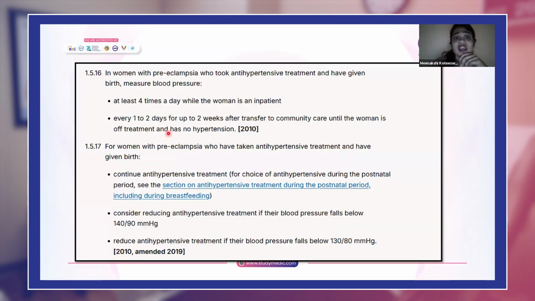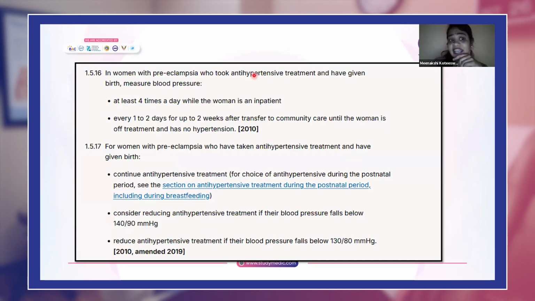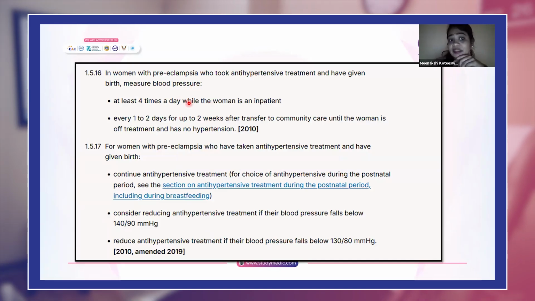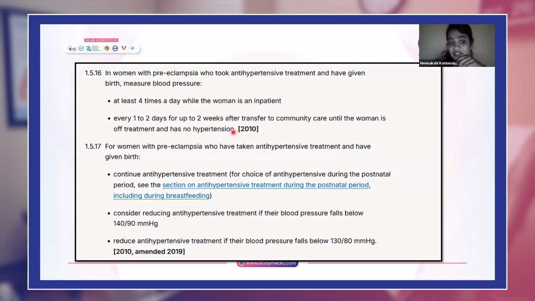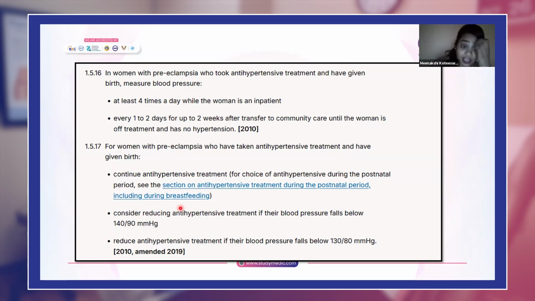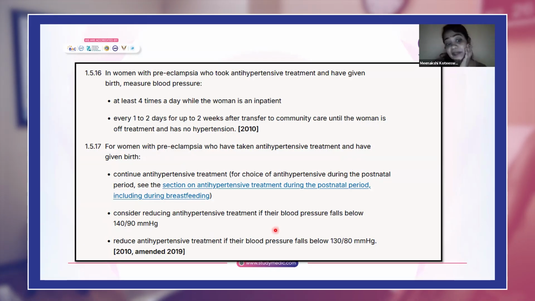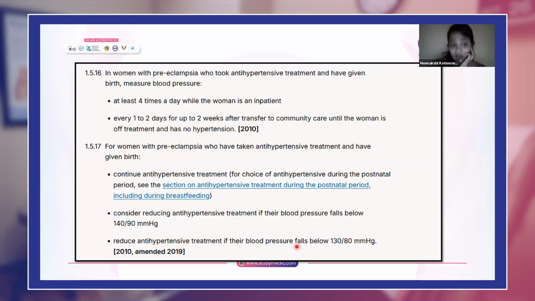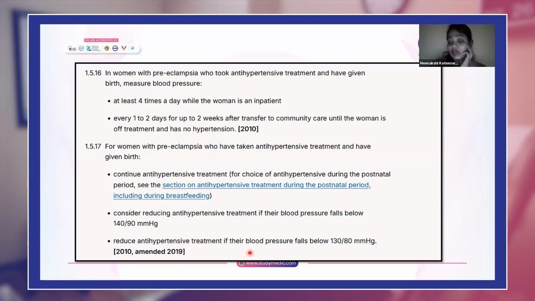As you can see in this, in pre-eclampsia, if they've taken any antihypertensives, you make sure that after birth they get their BP checked at least 4 times a day and every 1 to 2 days for up to 2 weeks. And you need to ensure that if at all they were on any antihypertensives, that needs to be continued even in the postpartum period. And you have to reduce the treatment if the BP is falling to less than 140/90. And you have to reduce the treatment if at all the BP is falling less than 130/80.